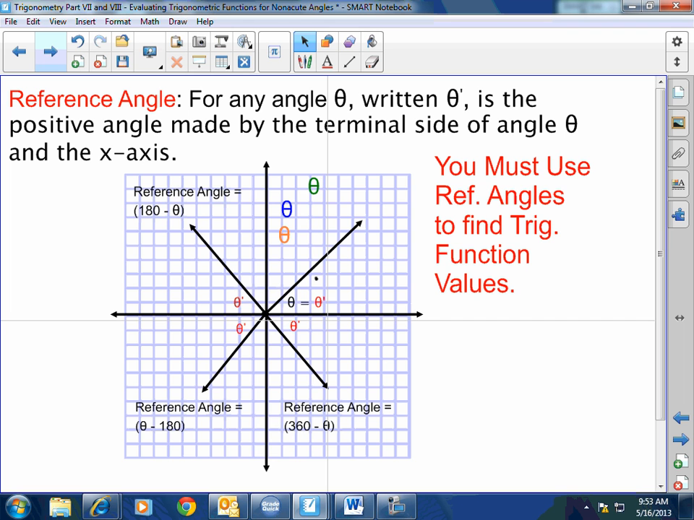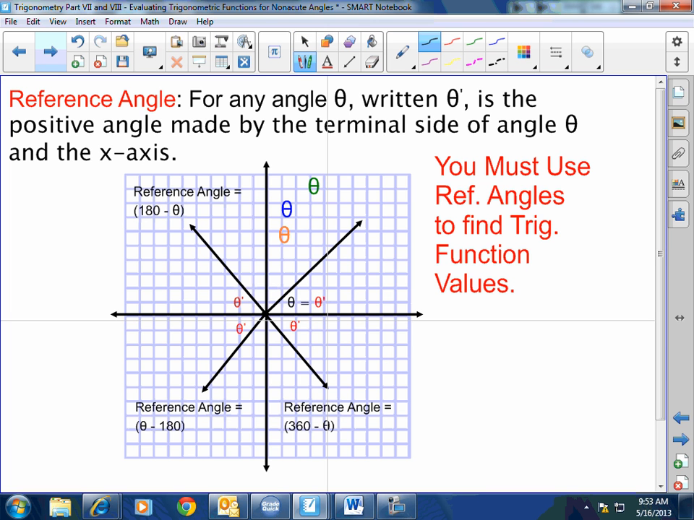When you draw a full angle, okay, that's angle theta. But when you're calculating the values, you're not using the full angle. You're using what's called the reference angle. And let me explain how this reference angle works.